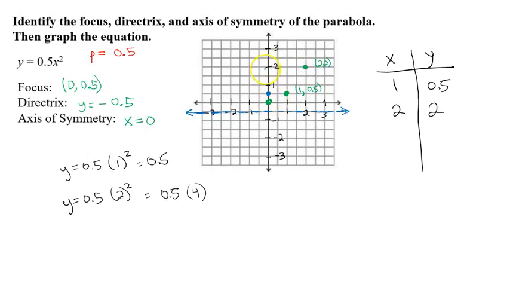And remember, my axis of symmetry goes through the focus perpendicular to the directrix. So my axis of symmetry tells me that I have a mirror image of each one of these points straight across. So this one would be negative 1, 0.5, and negative 2, 2. And then I just draw a nice pretty curve going through those points the best I can.